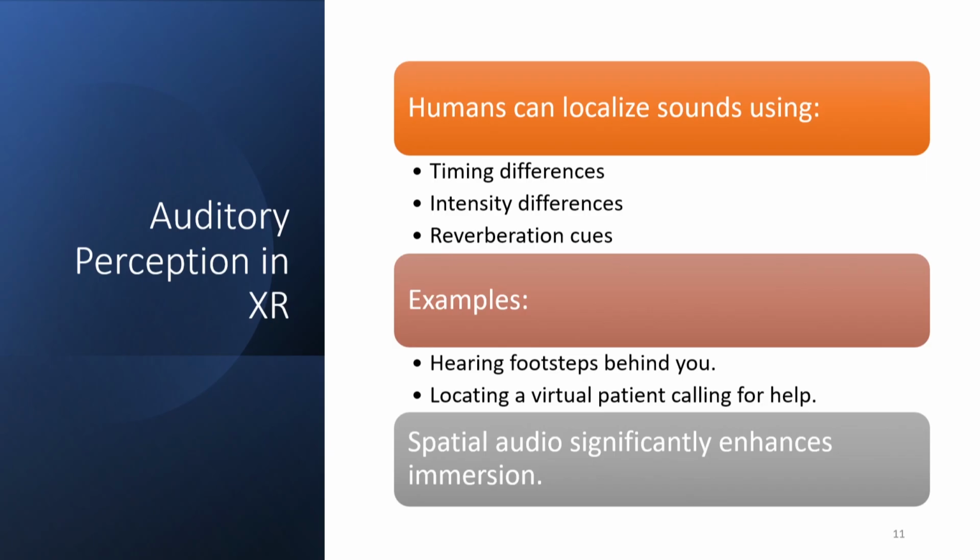Next, we come to auditory perception in XR. We know that humans can localize sounds using timing differences of two sound events, intensity differences, maybe something that is close by will have a higher intensity than something that is far off, and reverberation cues. So, some examples of these include hearing footsteps behind you or locating a virtual patient who is calling for help. This kind of spatial audio significantly enhances your immersion, and hence you will find that many XR systems include spatial audio.